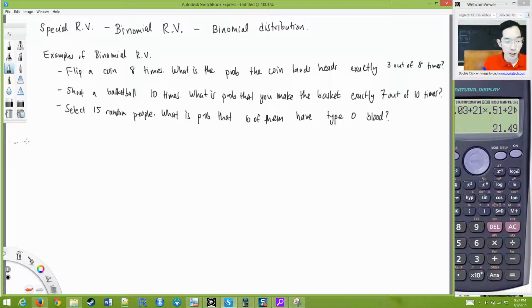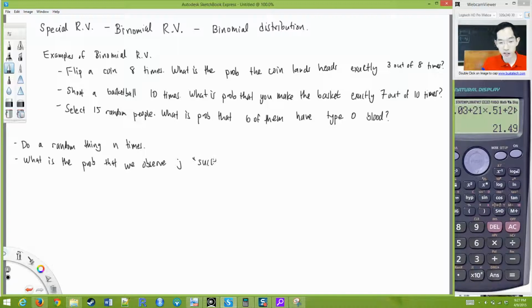So they're all in the form of do a random thing n times, and we ask what is the probability that we observe j, and we just call them successes, okay? The label success is an arbitrary label. Not necessarily do we associate success with a good thing and a bad thing; here it's just whether something happened or didn't. So in this case, type O blood would be considered a success, and people who don't have type O would be considered a failure or a non-success. But again, that's an arbitrary label.